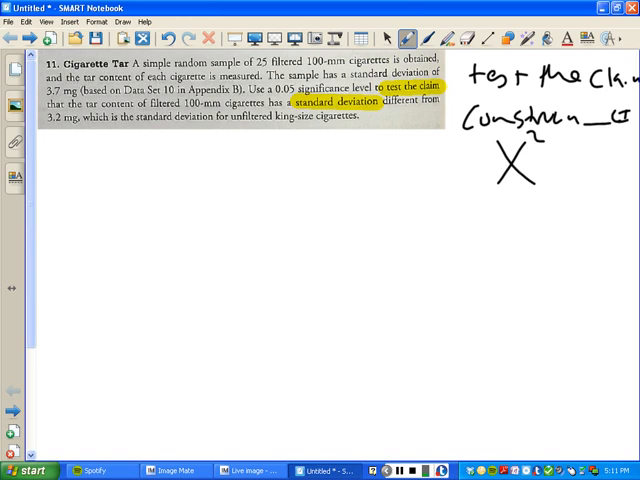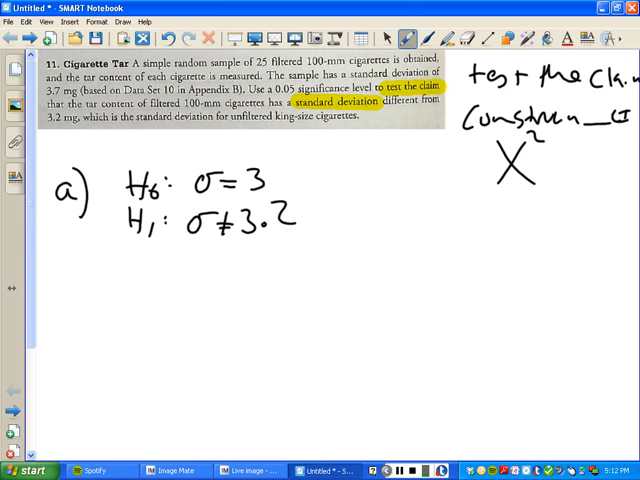So we would have part A, H0 and H1. And our claim is that it's different than 3.2. Right? We're not saying that it's more than 3.2. We're not saying that it's less than 3.2. All we're saying is it ain't 3.2. So H1: sigma is not equal to 3.2. Our H0 would be that sigma is equal to 3.2.